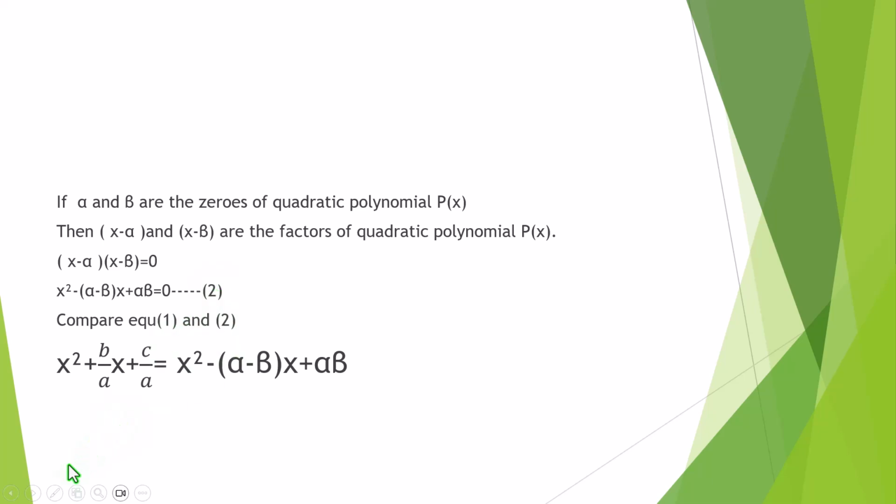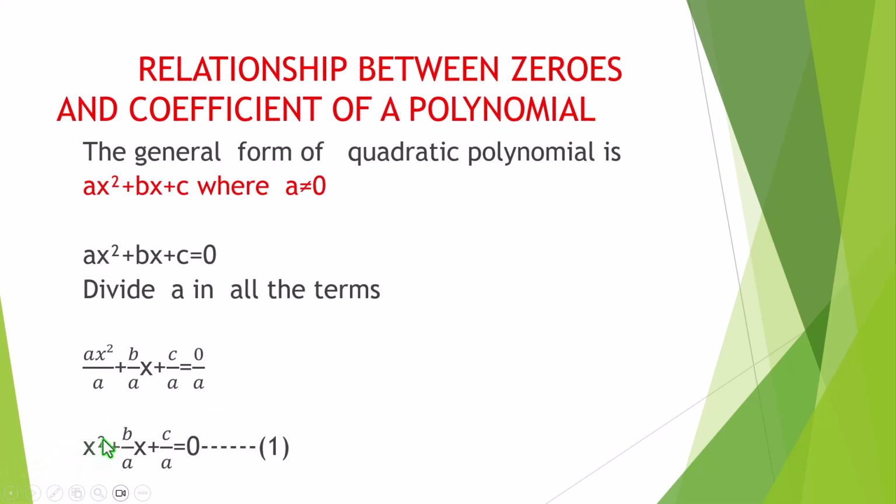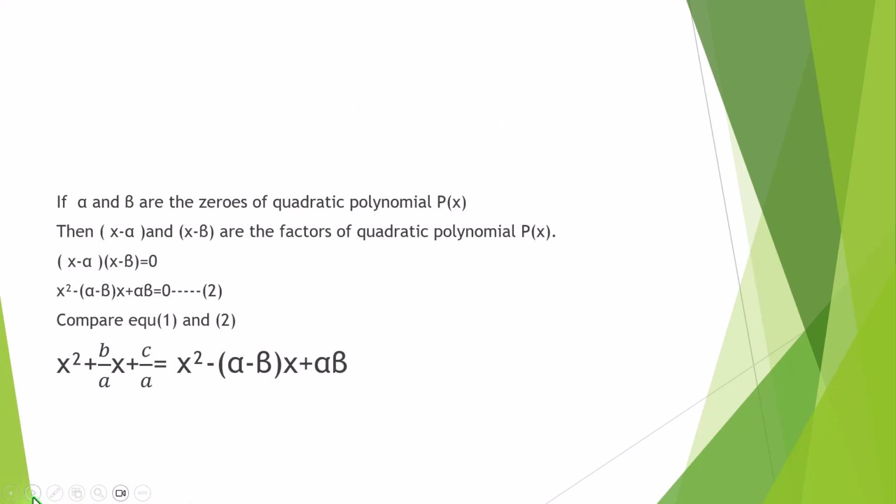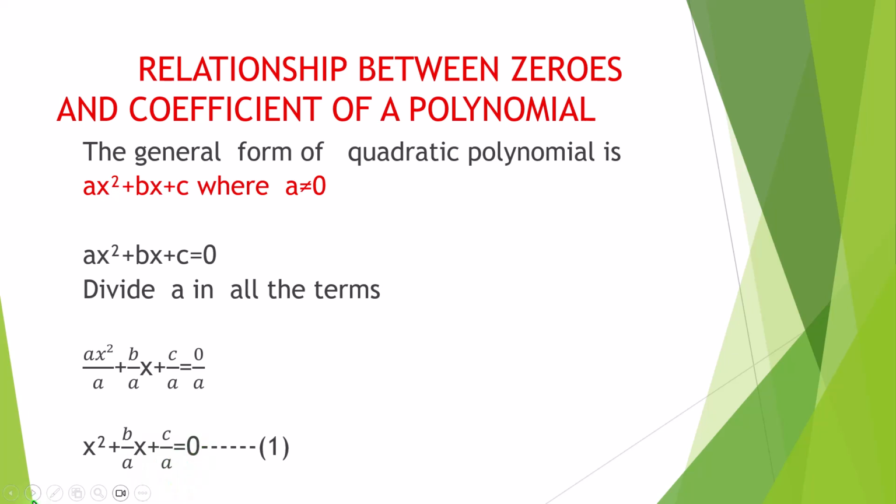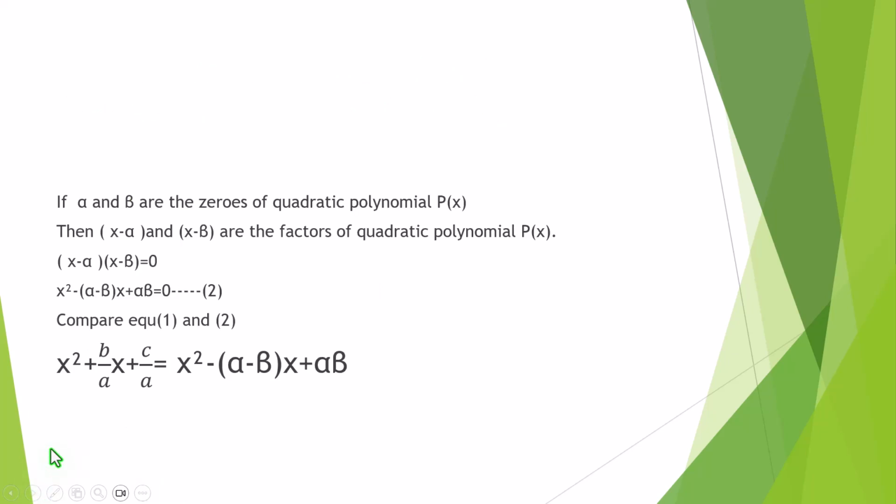Comparing equation 1 and equation 2. Equation 1 is x square plus b by a x plus c by a is equal to 0, and equation 2 is x square minus (alpha plus beta) x plus alpha beta is equal to 0. In both equations, the right hand side is 0, so the left hand sides are also equal.